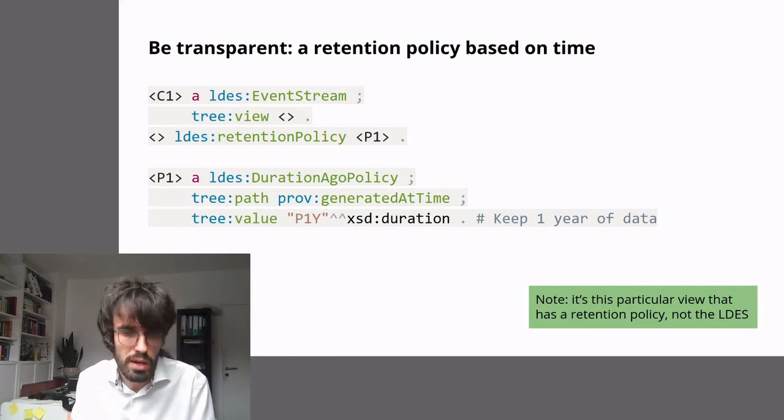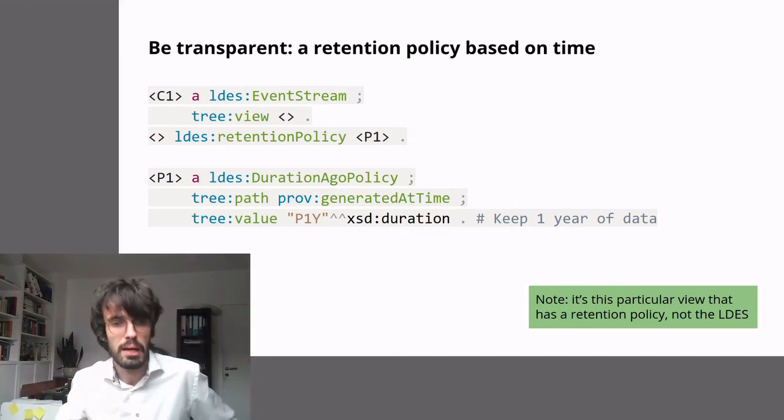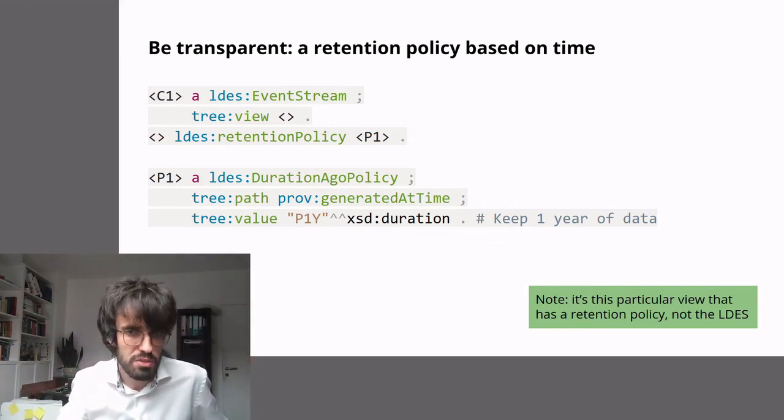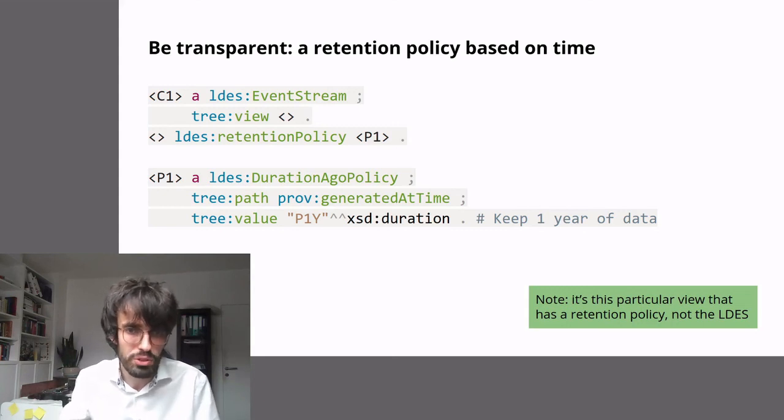One is based on time. For example, you can say that there's a linked data event stream. It has a certain view. This is really important, that the retention policy applies on a view, not on the event stream itself. So it's the view or the server implementation that says, oh, I don't keep all the data in this event stream. And then this policy is a duration ago policy, again with the 3 paths to select that I have to look at generated at time, and that the generated at time that is older than 1 year, that data can disappear from the server.